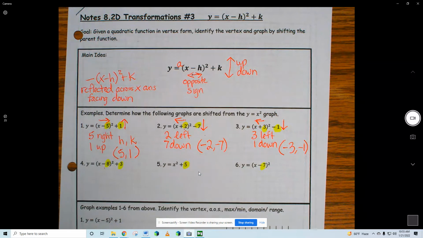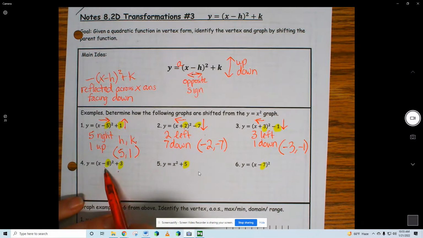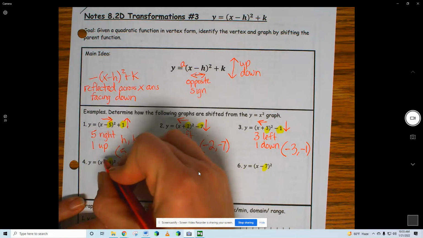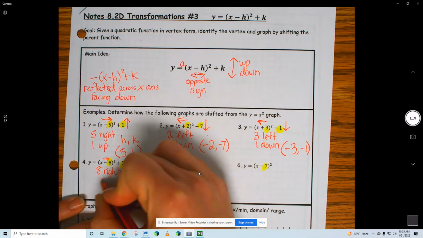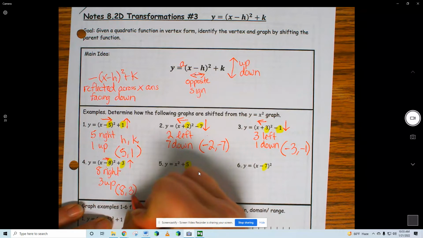Number 4. What happens with the 8 and the 3? 8 right and 3 up. 8, comma 3.